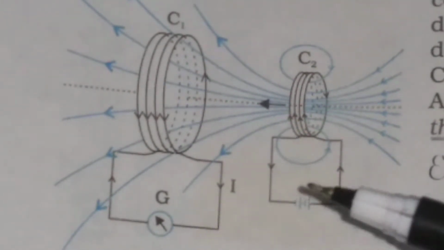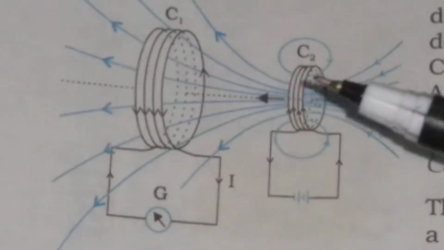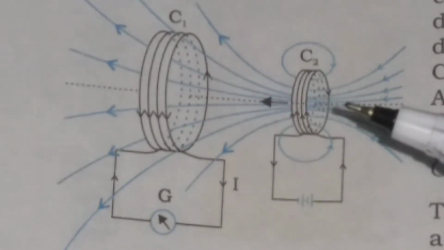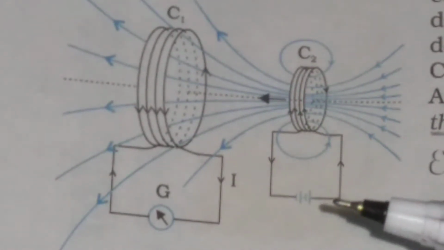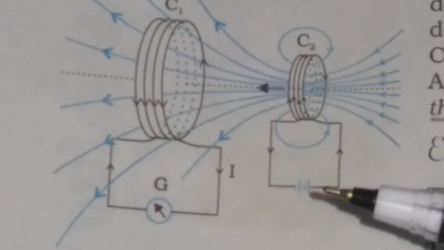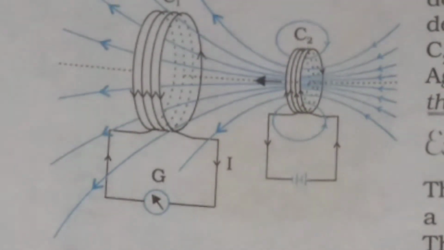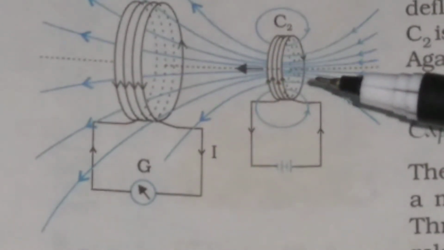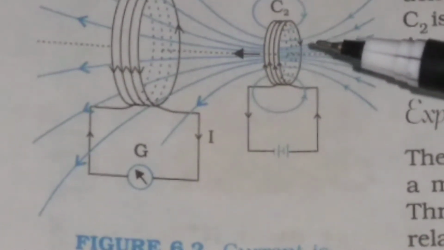Now let us perform experiment number 2. Consider two coils C1 and C2. The coil C2 is connected to a battery. When the battery switch is on, C2 produces a steady magnetic field, because we know that when current passes through this coil, a magnetic field will be produced.